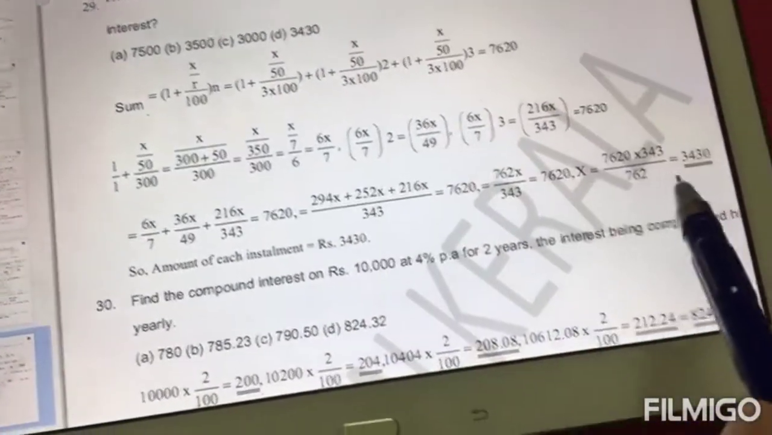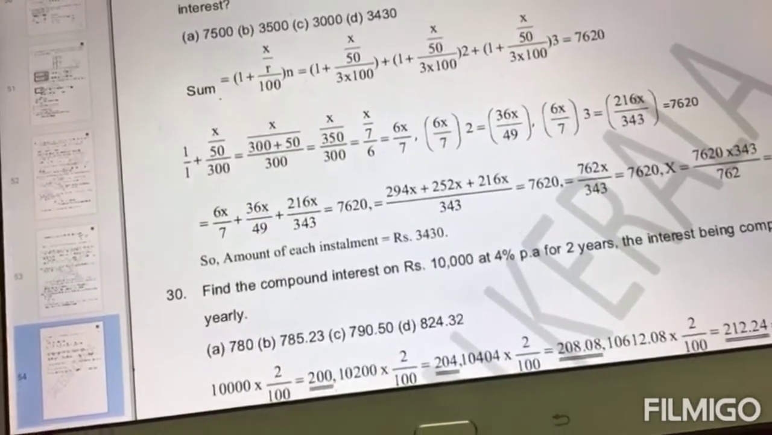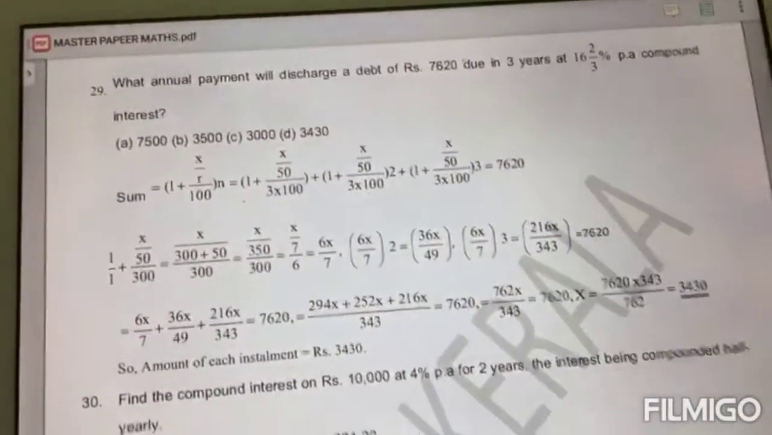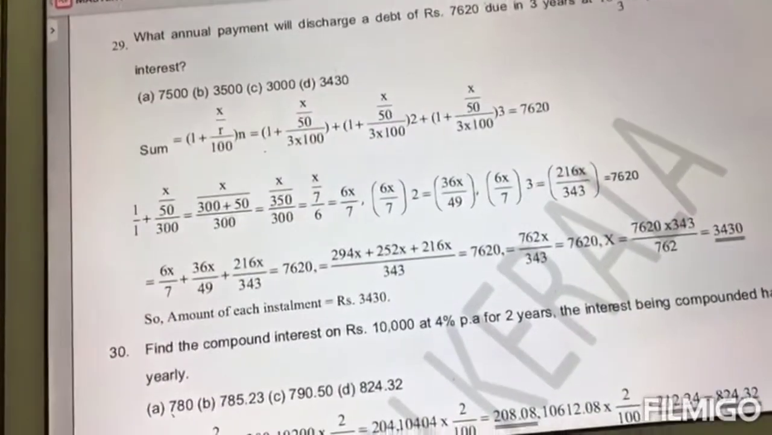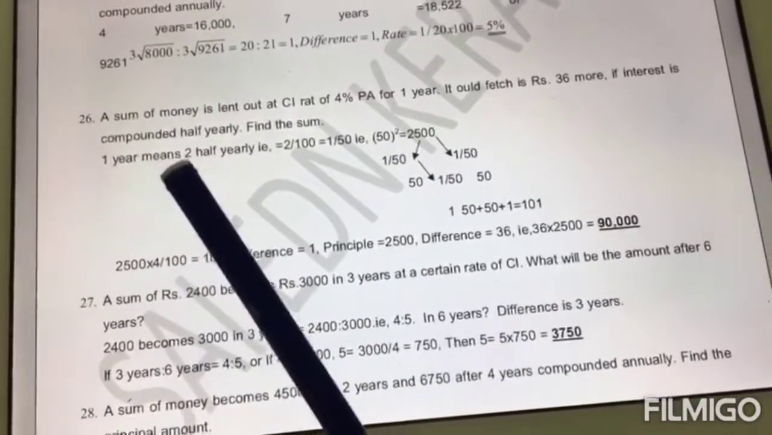When you solve for x, it will be 3430. So each installment is equal to 3,430 rupees. You'll have to know the way of doing it because this is a unique question. So just practice it out. A sum of money, we'll move to number 26 now.